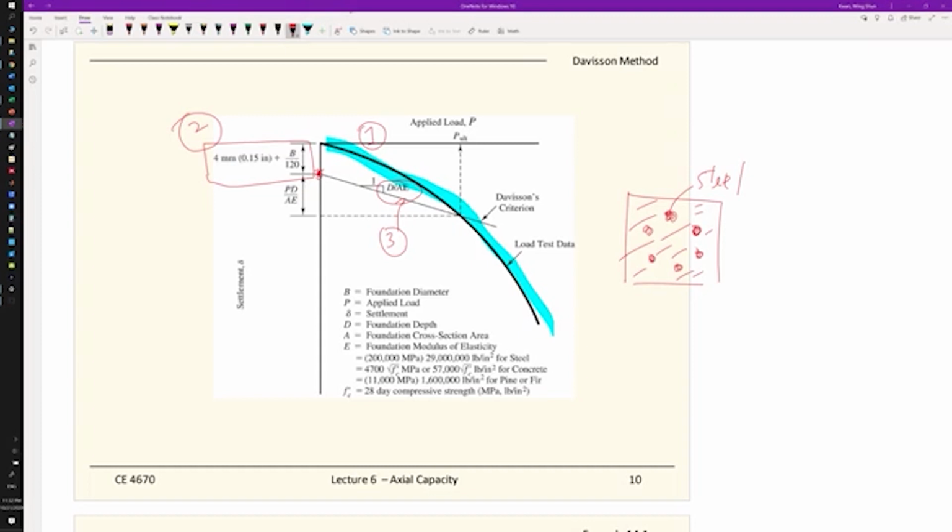So this is the Davidson method again, which first you have your pile test, static load test, and then second step, establish the y-intercept by this simple calculation, and then extend this line with a slope of D over A times E. Then you know the point, the slope, and the intercept, and that will be your ultimate capacity. So you can use that for design.